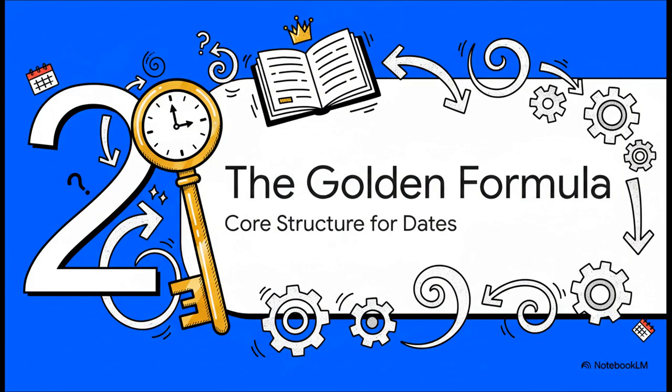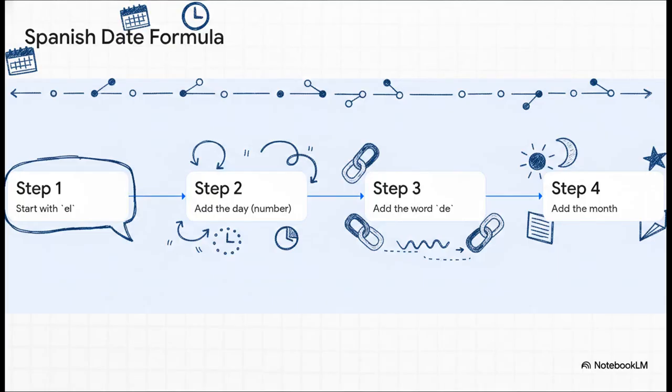So, you've been asked the question, how do you answer? Well, the great news is there's a golden formula that works every single time. Once you get this core structure down, you can say any date you want. Let's break it down. As you can see, it's just 4 simple steps. You kick things off with the word el. Then you add the number of the day. Step 3, you pop in the little connector word de, which means of, and then you finish it off with the month. So it's just el, day, de, month.